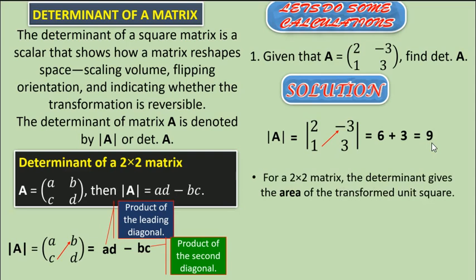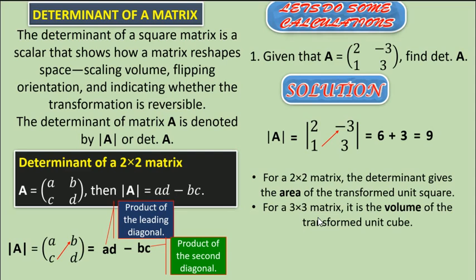For a 2 by 2 matrix, the determinant gives the area of the transformed unit square. I mentioned it before, how it transforms space. It gives us the area of the transformed unit square. So you see that in vectors, you see that in matrices, you see that in other advanced mathematics. So that's number 1. Number 2, for a 3 by 3 matrix, it is the volume of the transformed unit cube.